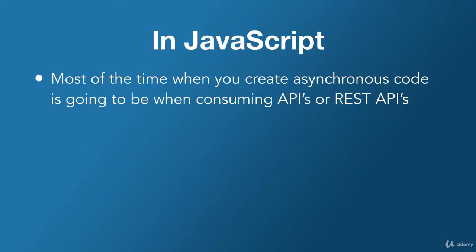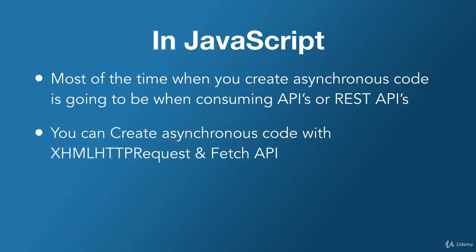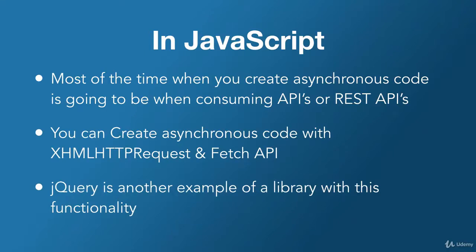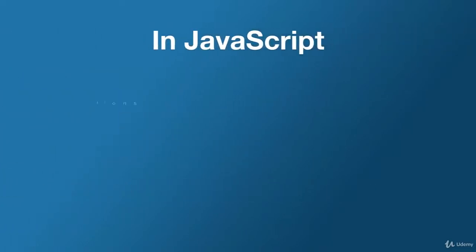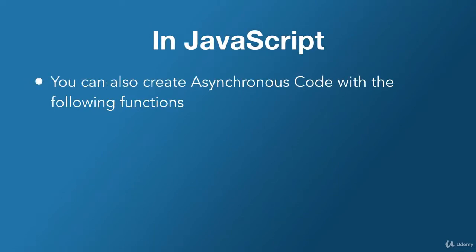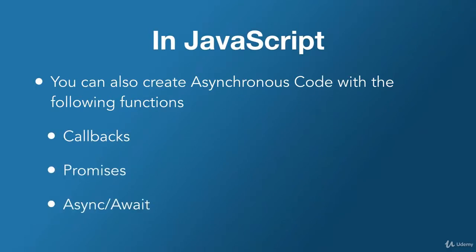In JavaScript, most of the time, when you create asynchronous code, it's going to be when you are consuming APIs or REST APIs. You can create asynchronous code with JavaScript using XML HTTP request and the Fetch API. jQuery is another example of a library with this functionality, especially when you are using AJAX. And in JavaScript, you can also create asynchronous code with the following functions: callbacks, promises, and async await.